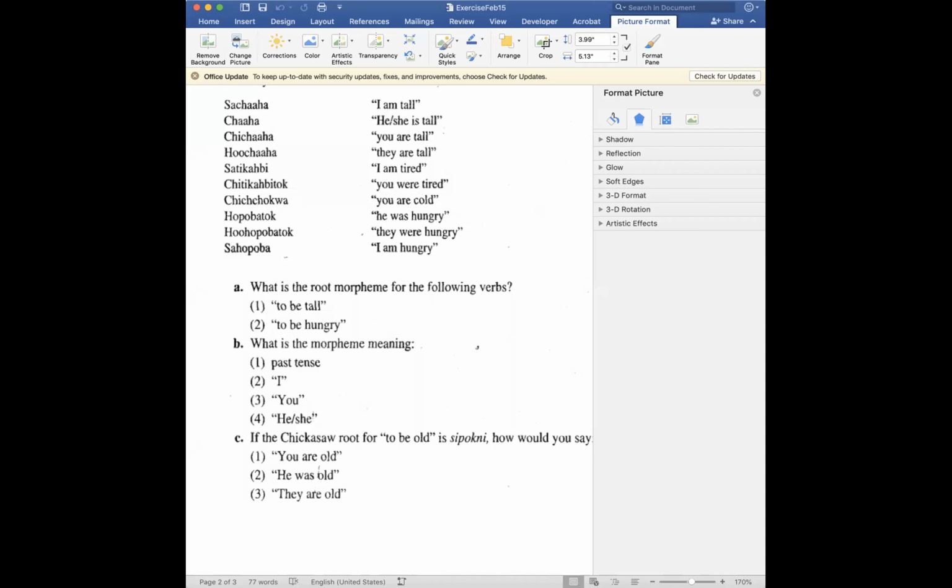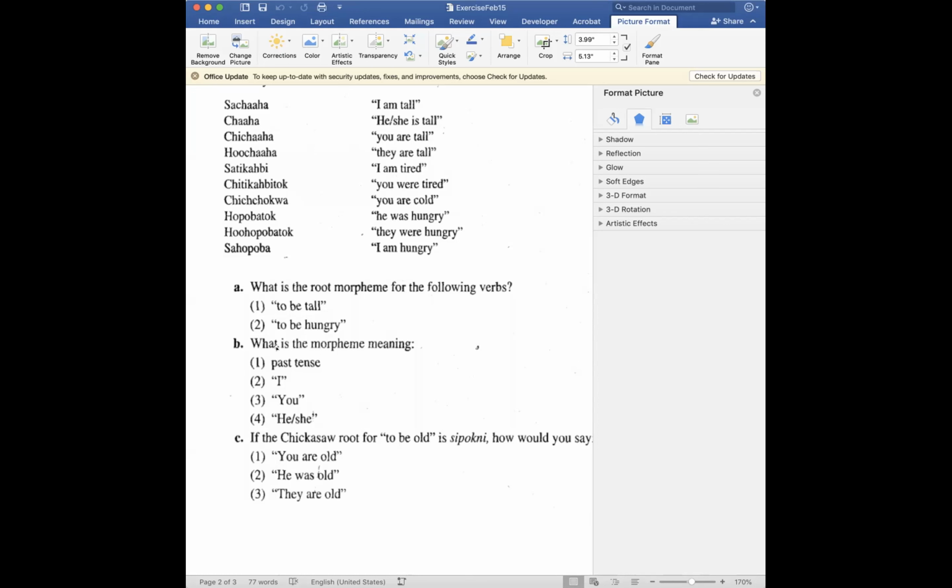And to be hungry, well, what's the last three? Hopobatok, hopobatok, sahopoba. Hopo, right? Hopoba. Yeah. Hopoba. To be hungry. Hopoba. Landon or Kelly, if you want to share your screen, you can do that in case that's easier. Oh, yeah. So I can share mine. Doesn't really matter to me. I mean, we're both looking at our stuff. Sure. Does that help? Did that work? Yeah.